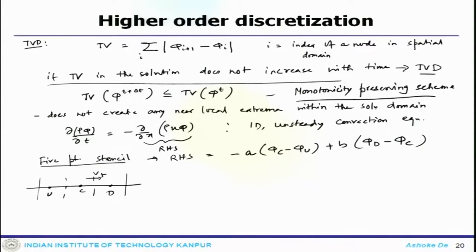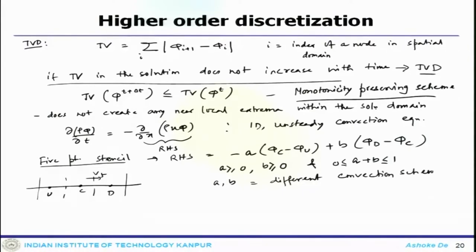Now, for this TVD scheme or monotone scheme, the coefficients for unit mass flow rate need to satisfy a couple of inequalities. One is that A is greater than 0 and B is greater than 0, and A plus B must be less than 1 and greater than 0, where A and B are adopted from different convection schemes.